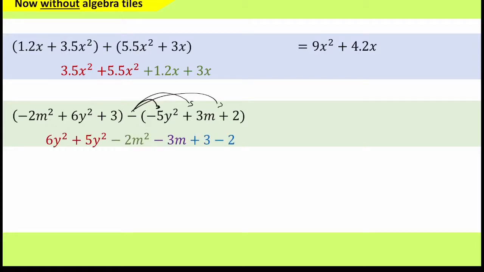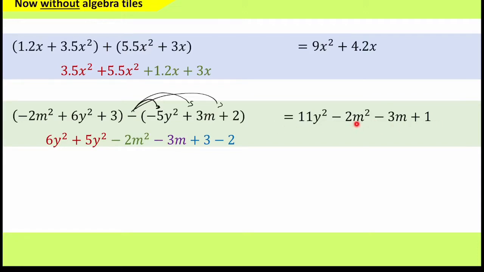So now we have 6y squared plus 5y squared. We also have negative 2m squared on its own, because there's no other m squareds here to show. And we have minus 3m, not squared, sorry, because we're taking away 3m. And we have 3 here, taking away 2. We can combine our like terms, and we get 11y squared minus 2m squared minus 3m plus 1.